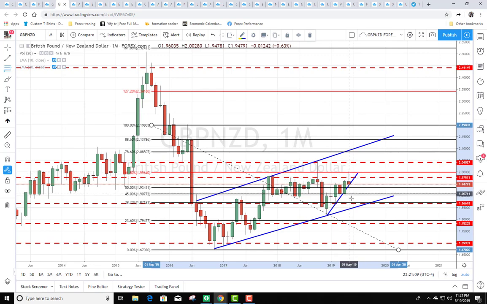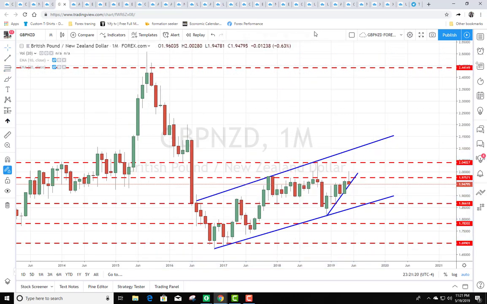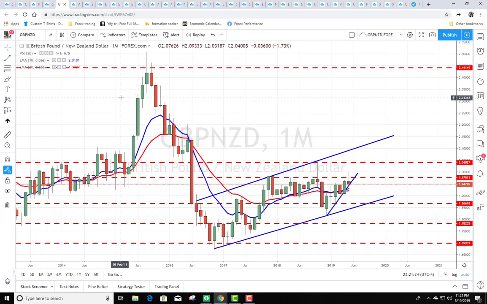We may possibly get a push down to this trend channel to the downside, or we may get a push up to the high of this trend channel. We don't know, but let's break the market down and see where we're going to go. As far as the monthly goes, I always like to tell my students to always identify the trend on a monthly, weekly, daily. It really helps out.